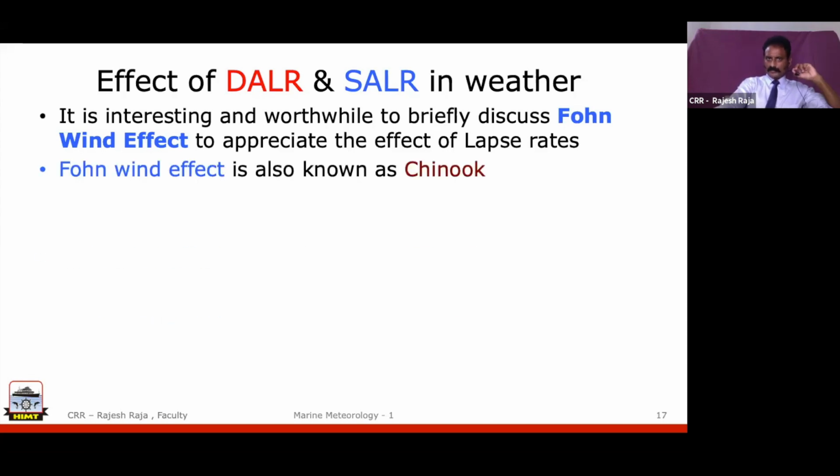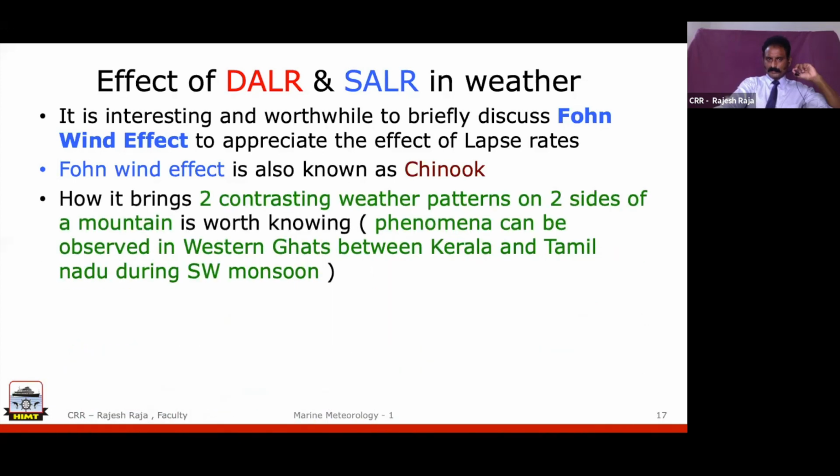It is also called as Chinook. Now, what does this do? It brings two contrasting weather patterns on two sides of mountains. And this phenomenon is very regularly observed in the Western Ghats. It is observed in many other places also in the world.